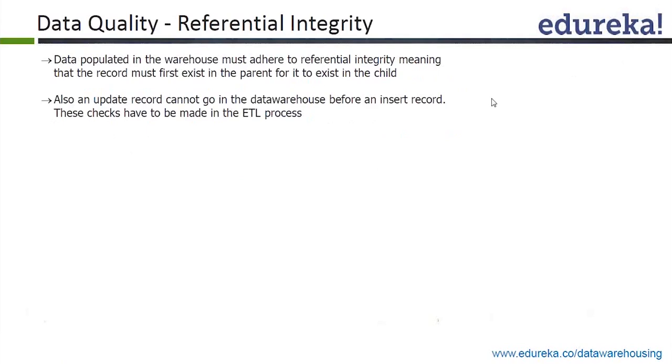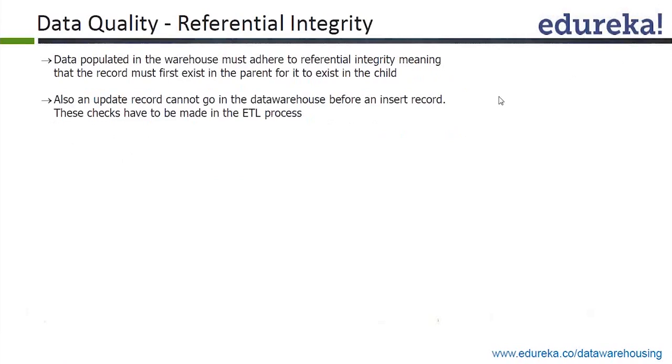So the next measuring parameter for data quality is referential integrity. Like we discussed about referential integrity in our previous classes, when you have a fact table and a dimension table and you're loading the dimension keys in your fact table, then you want to make sure that the dimension keys you are entering in your fact table actually exist in your dimension table.